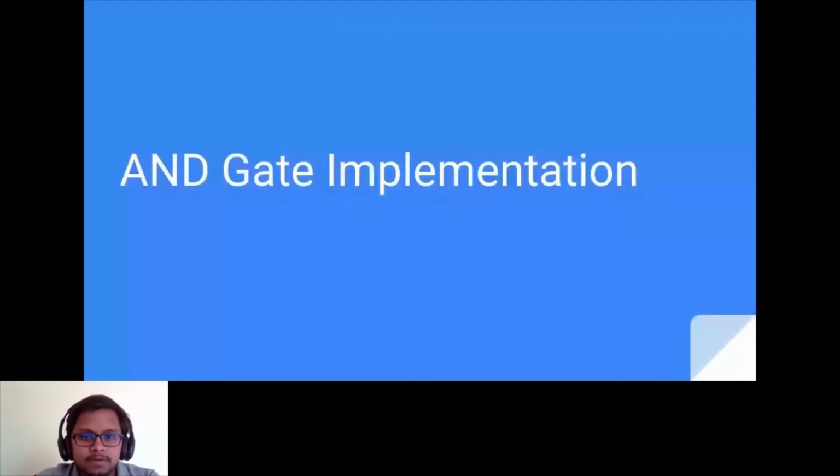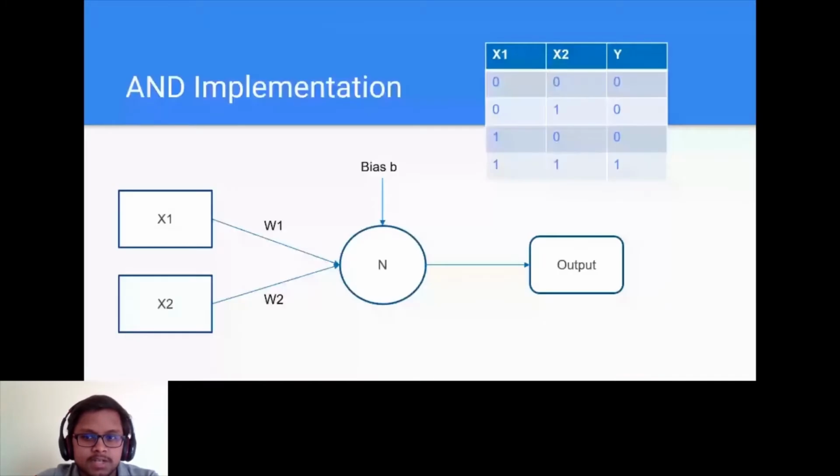So what we have in front of us right now is the truth table for an AND gate, and what our model would look like with it. Over here we have a function n, or rather a neuron n, with input variables x1 and x2, and the weights that we are assigning to x1 is w1 and to x2 is w2. With that, we also have the truth table.